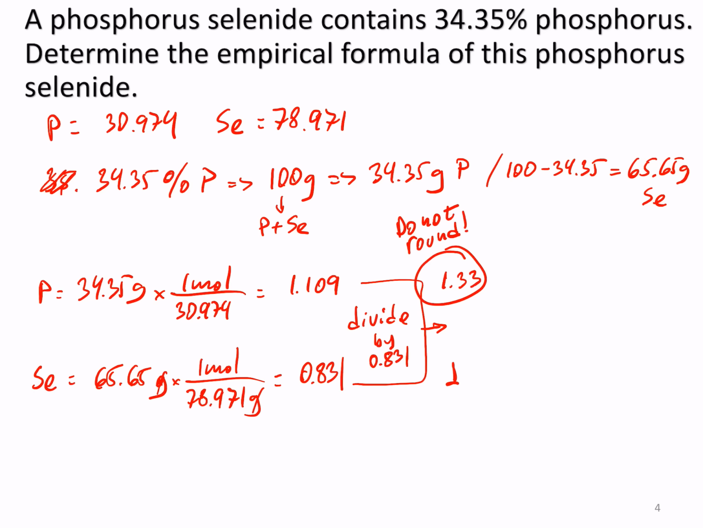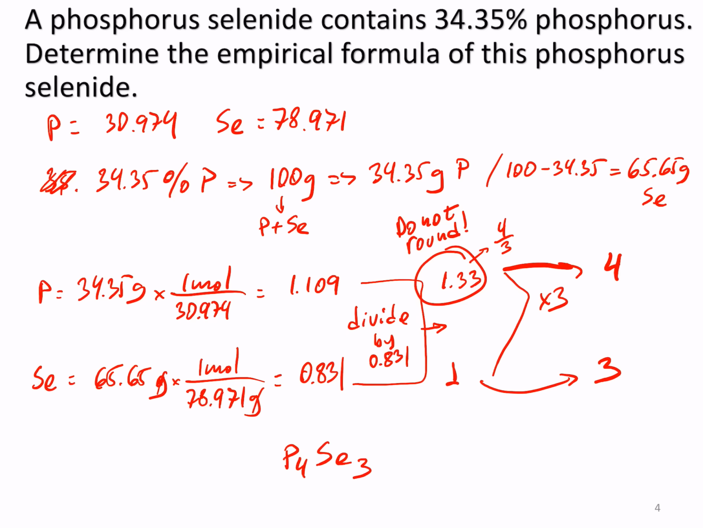Instead, find a number that you can multiply this by so that you get a whole number. Okay, it's 1.33. You can recognize that .33 as probably 4/3, or the equivalent of 4/3. So actually we have to take those two numbers and multiply by 3. If you multiply by 3, then this number becomes 4, this number becomes 3. So the actual empirical formula for the phosphorus selenide would be P4Se3.